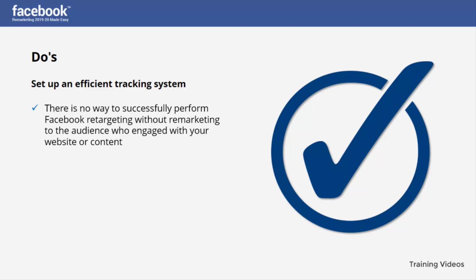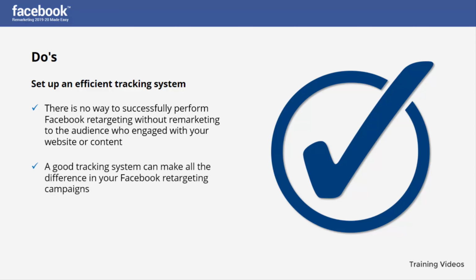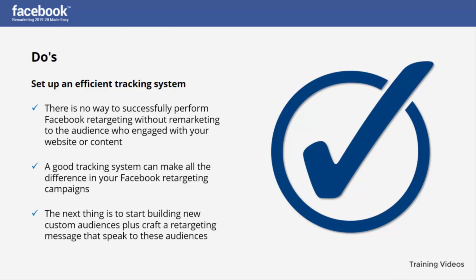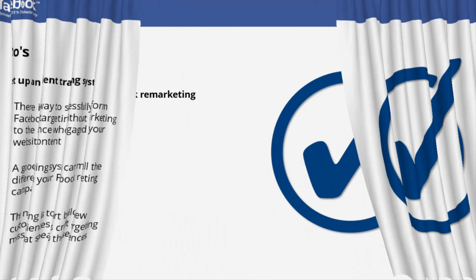To achieve this, you will need to set up a tracking system. A good tracking system can make all the difference in your Facebook retargeting campaigns. It will help to cater to the needs of your custom audiences. To start, you'll need to configure your Facebook pixel with the tracking system already in place. The next thing is to start building new custom audiences, plus craft a retargeting message that speaks to these audiences.